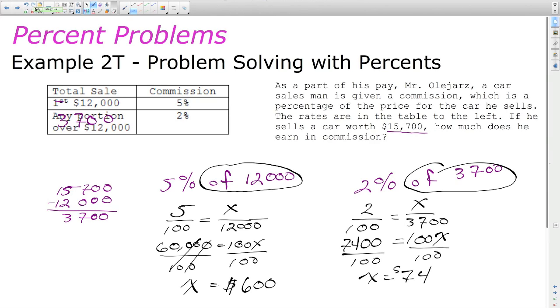So what we have to do is add these two numbers together to get the final answer here. We have to take the 600 and add to it the 74. And that gives us a grand total for selling that one car of $674.